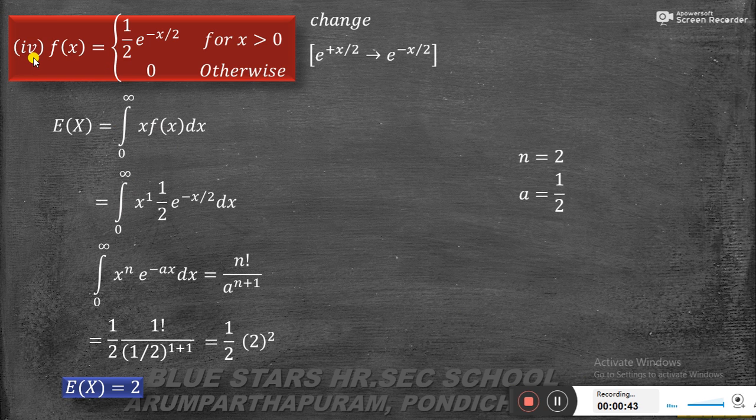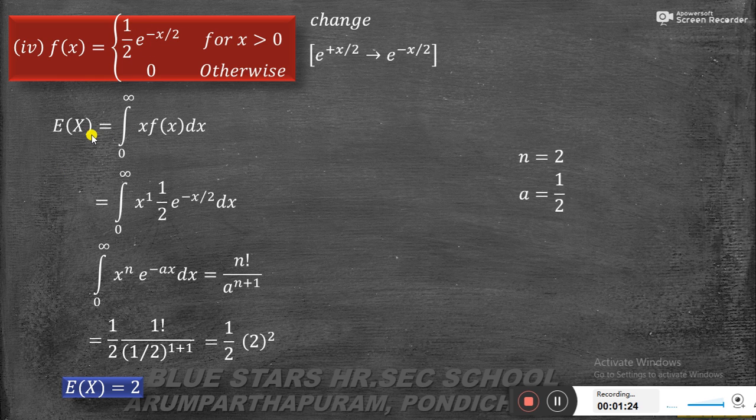So now for the first problem, fourth subdivision, f of x equal to 1 by 2 e power minus x by 2 for x greater than 0 and 0 otherwise. The question is to find mean and variance. Mean means expectation of x. The formula is integral minus infinity to plus infinity x f of x dx. I split up the limit: integral minus infinity to 0 plus 0 to infinity. From minus infinity to 0 the function value is 0. For 0 to infinity, where x is greater than 0, the function value is 1 by 2 e power minus x by 2.